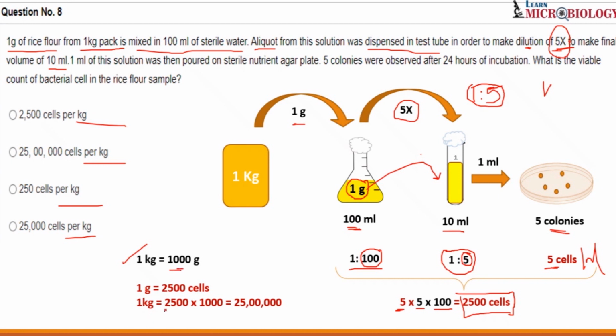So 2500 into 1000, and our answer is nothing but units, tens, 100, 1000, 10,000, lakhs. It's going to be 25 lakhs, and the option where it is, option number B. It is going to be 25 lakh cells per kg.